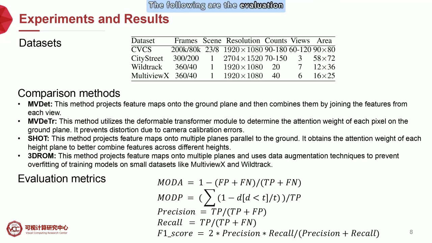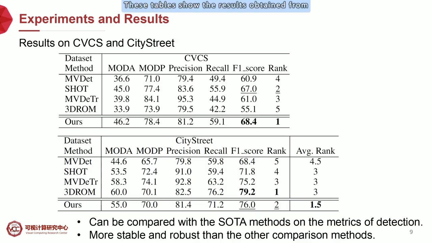The following are the evaluation metrics used in this experiment. These tables show the results obtained from the CVCS and City Street datasets. Based on the results, we can conclude that our method is capable of achieving a similar and even more accurate performance for ground location detection when compared to the state-of-the-art methods.